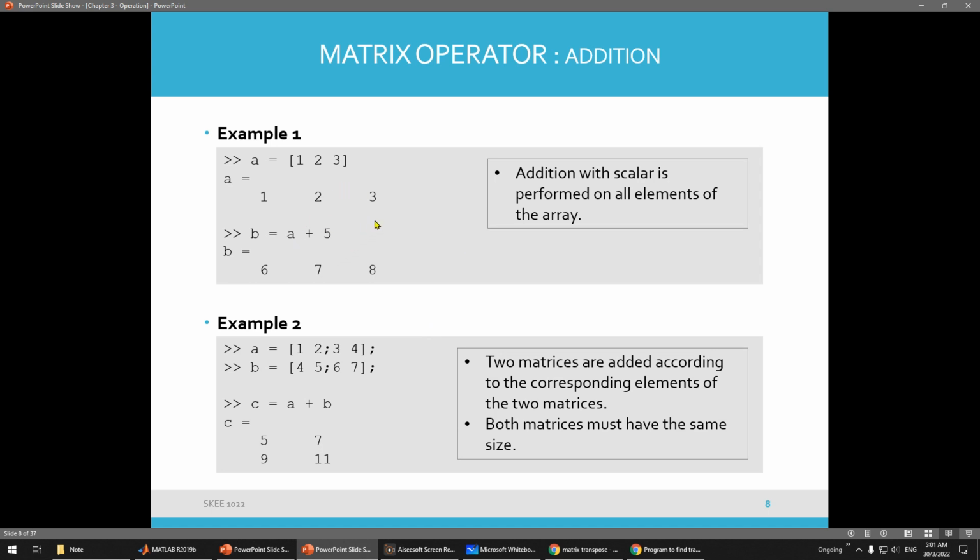And example number 2, this is a scalar. If you add a scalar, basically you add everything up. But if you have a matrix, make sure the matrices have the same size. For plus and minus, make sure the matrices have the same size. You can see here, for A you have 2 multiplied by 2. For B you have 2 multiplied by 2 also. So you have to make sure the size is the same.